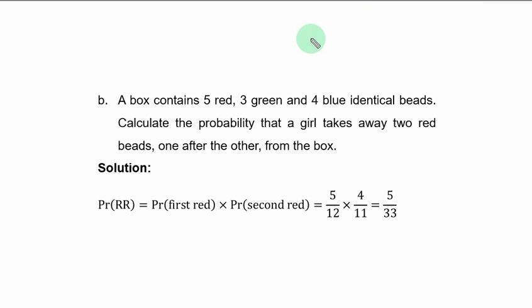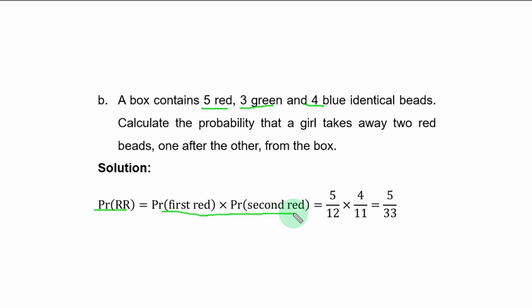Question 5b. A box contains 5 red, 3 green, and 4 blue identical beads. Calculate the probability that a girl takes away 2 red beads, one after the other, from the box. So you have the required probability that the first is red and the second is also red. That shows the multiplication rule of probability.